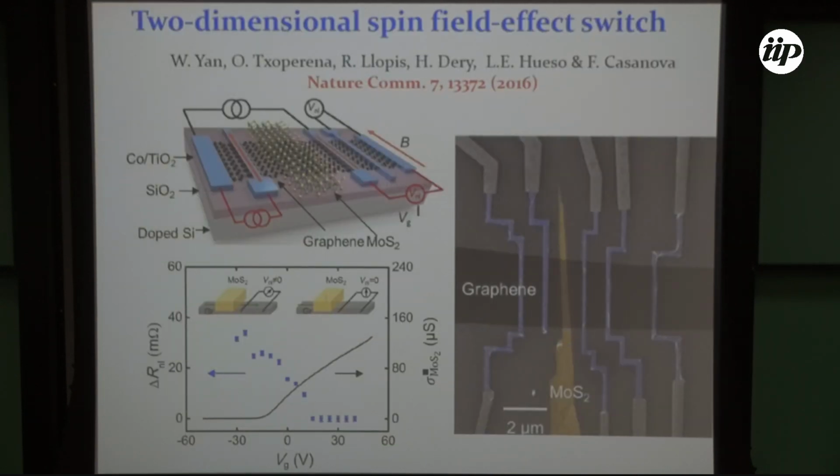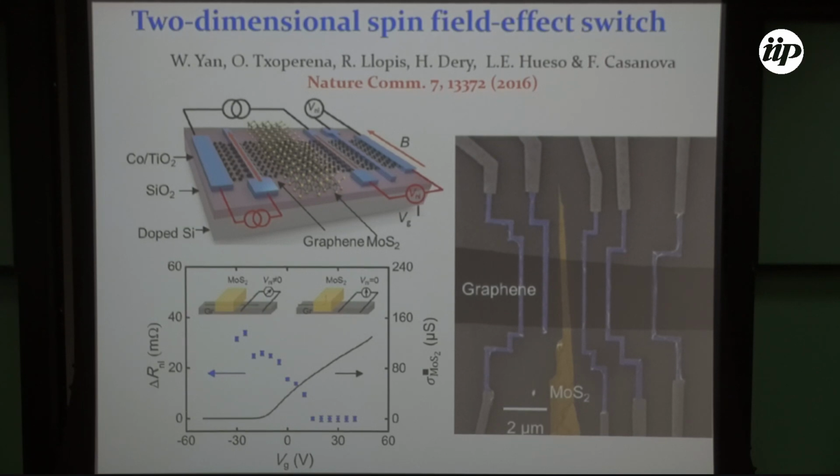This is an example of where this manipulation was demonstrated by our friends in Spain, where they were the first to put a transition metal dichalcogenide on top of the graphene channel, making these non-local measurements, so voltage and current.